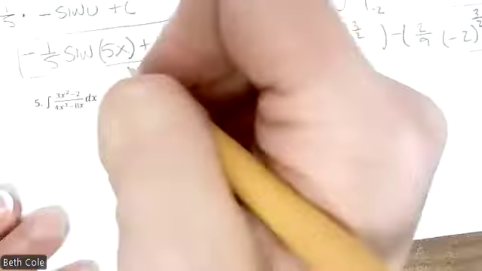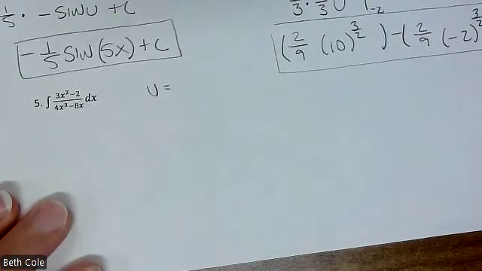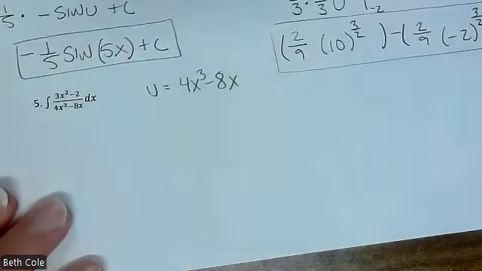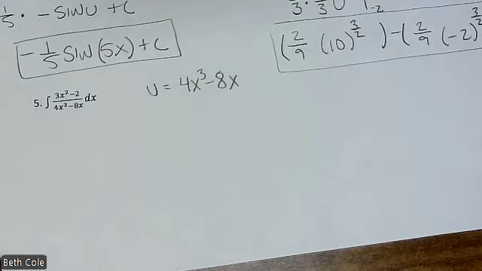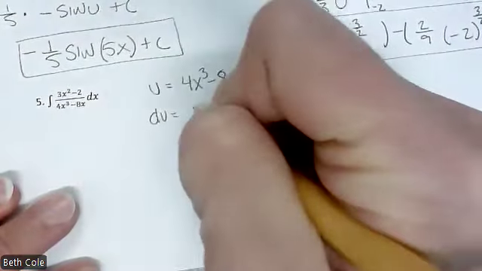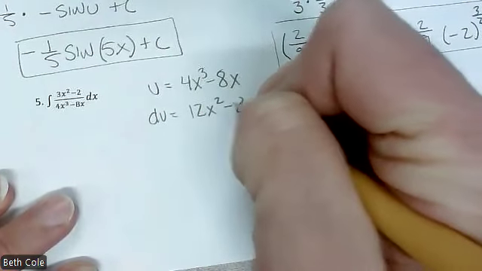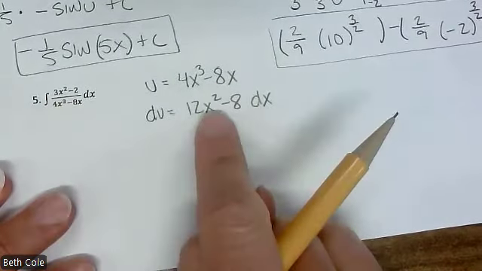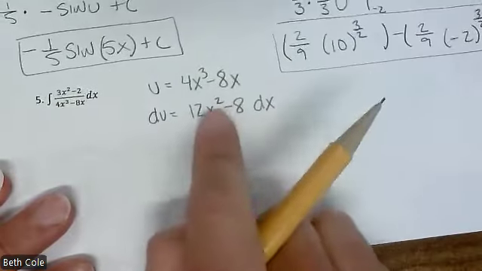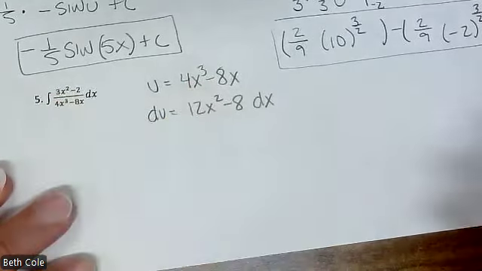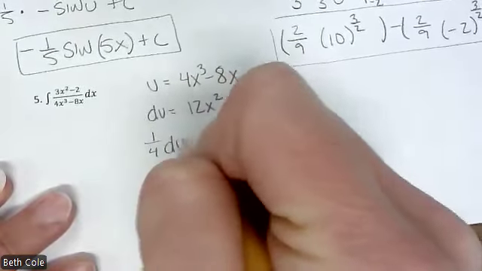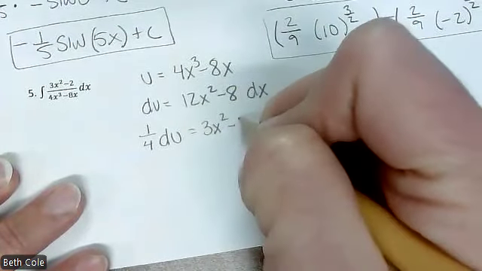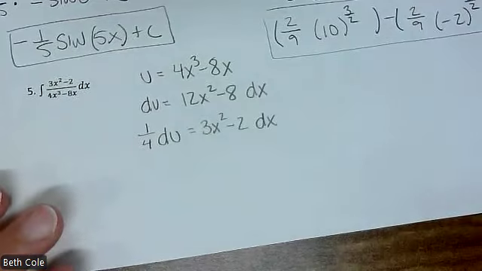All right, and then last one. What do you want to let u equal for this one? Yeah, the 4x cubed minus 8x. The thing with the highest power, or what did I say to choose? The denominator. If you aren't sure, pick the denominator. So then that derivative is 12x squared minus 8 dx. And now I need to make it match what's in there. It's going to work. I can't give you an undoable problem. What would you do to adjust this? Yeah, we're going to divide by 4. So 1/4 of this is 3x squared minus 2, which now it matches what's in the problem.